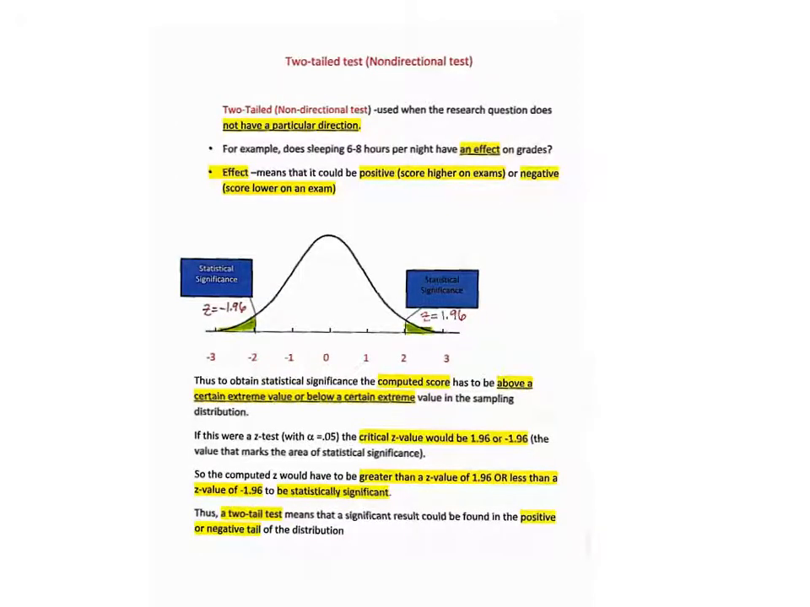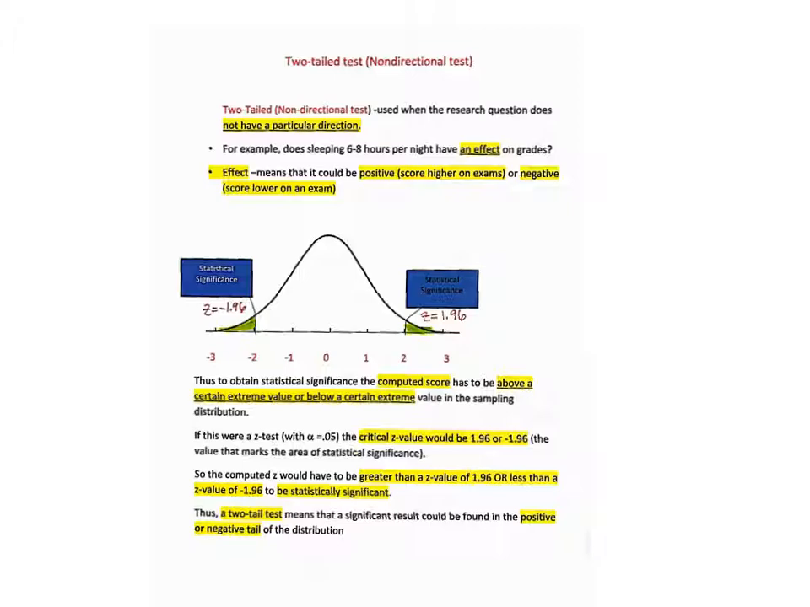Hello, this is Ruby. Today we're going to talk about two-tail non-directional tests versus one-tail. So the first thing we're going to talk about is the two-tailed test. When you have a two-tailed test, this means that your research question does not have a particular direction.